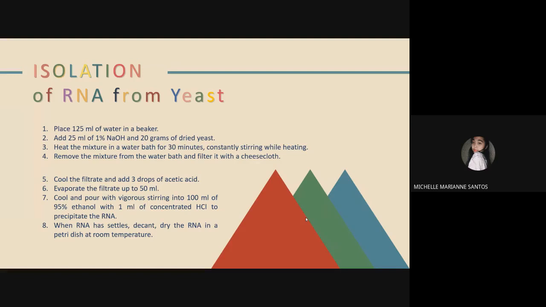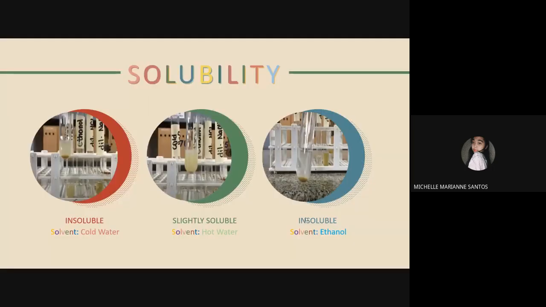The next one is solubility test. What is solubility test? The tests are performed to determine the ability of compounds to dissolve in a solvent, which is usually a liquid. These tests are essential to determine the size and polarity of unknown compounds and the presence of acidic and base functional groups.